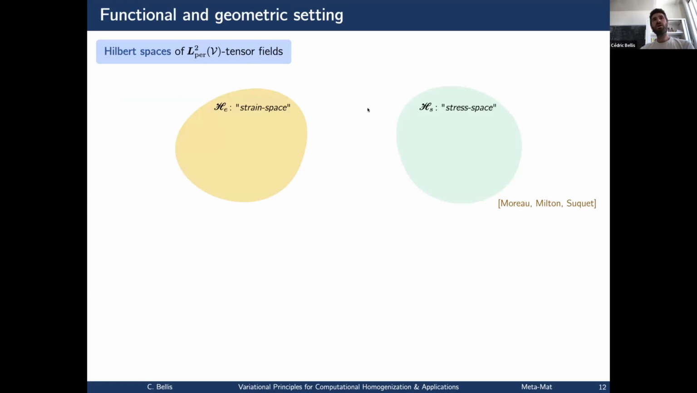To describe our fields, we will typically introduce two spaces, a strain space and a stress space. These two spaces are spaces of square integrable tensors. And we know that these two spaces are in correspondence owing to the principle of virtual work. Typically, if we take a field tau in the stress space and multiply it with a field in the strain space, this produces a mechanical energy, which can be seen as a duality product. So these two spaces are dual to one another.